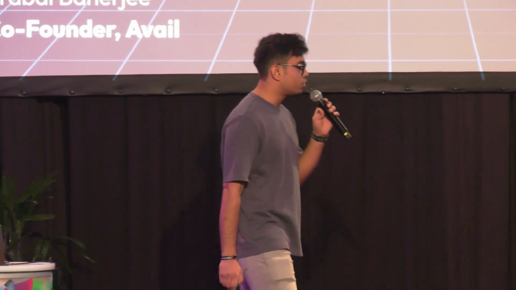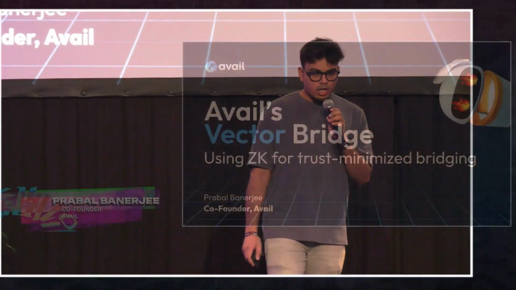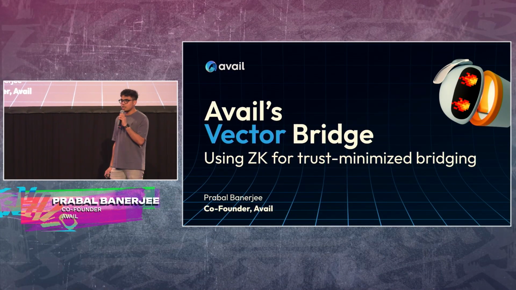At Avail, we are building a data availability focused blockchain and a unification layer on top. Today, I'm not going to talk too much about data availability and how that works. I'm assuming some understanding of it, but if not, happy to answer more questions in the end. Today, I'm mainly talking about a key piece of infrastructure which we have been building along with our partners, and that is called the Vector bridge.